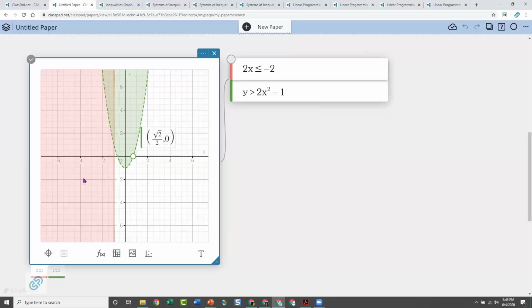Why isn't it doing my intersection? There we go. So you'll see the difference that this one right here, this -1, 0, is a solution to this inequality up here because it's a solid point. Up here, this one, however, is not a solution to the green one because it is an open one, okay?